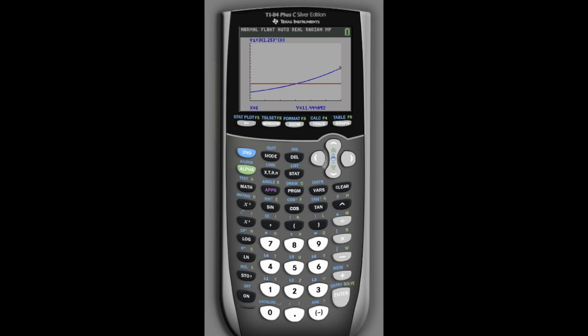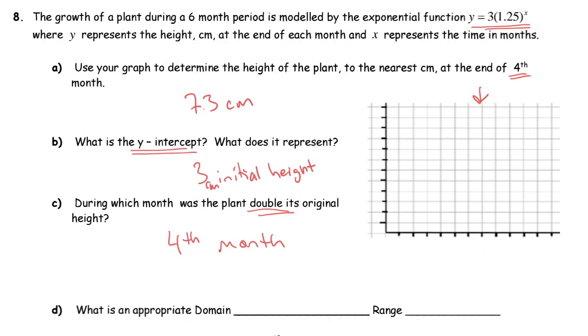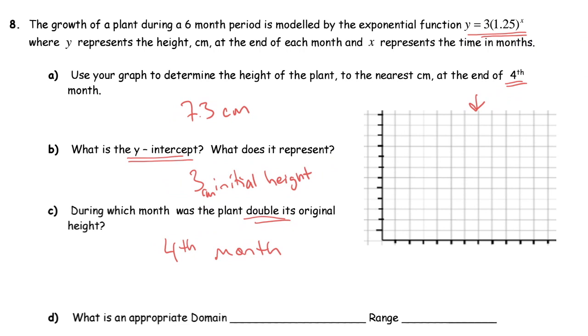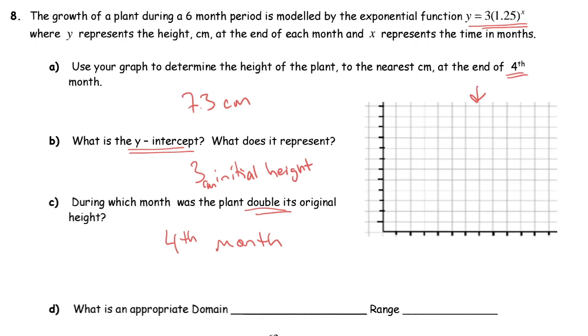So now let's go back to the PDF document and put our answers in. And so there we go. So the answer for A here was 7.3 centimeters. The y-intercept was 3 centimeters, and what was that? That was, whoops, sorry, that was the initial height. During which month was the plant double its original height? Well, again, it took a little over 3 months, so it happened during the 4th month.